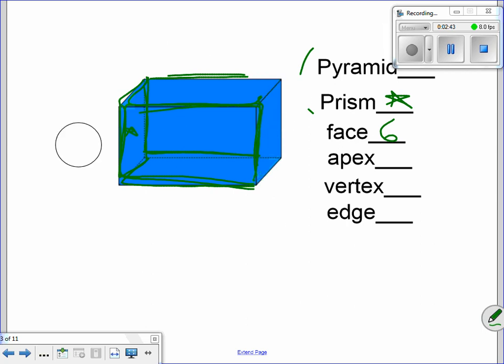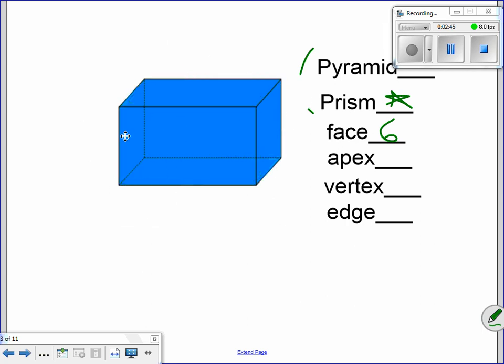Now, does it have an apex? No, because apexes are only on a pyramid, and this isn't a pyramid. Like I said, it's a prism. How many vertices does it have? Meaning, how many corners does it have? It has 1, 2, 3, 4, 5, 6, 7, 8 vertices.